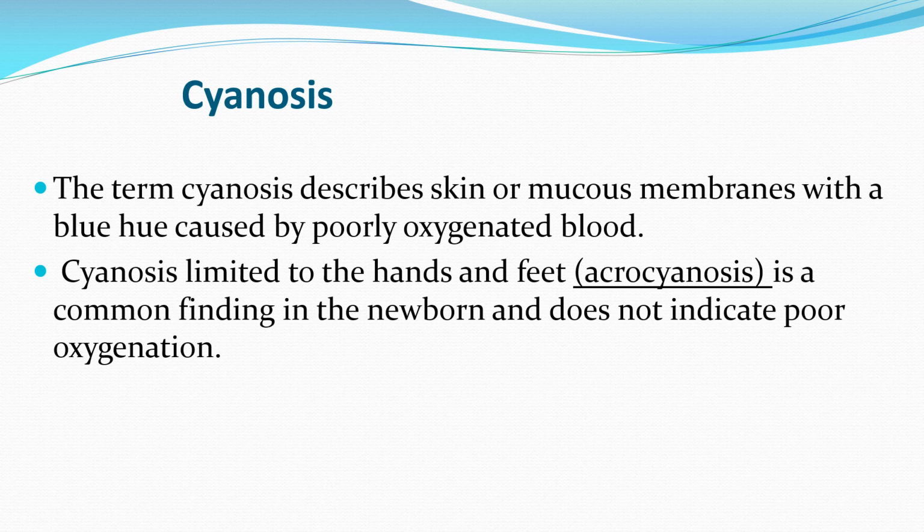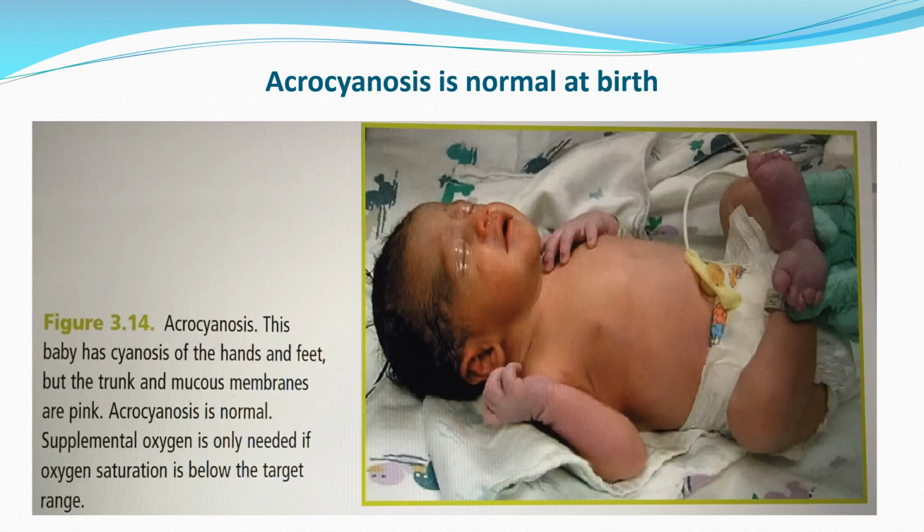Cyanosis describes a skin or mucous membrane with a blue hue caused by poorly oxygenated blood. Cyanosis limited to the hands and feet is called acrocyanosis. It is a common finding in newborns, and does not indicate poor oxygenation. And this is acrocyanosis in a normal newborn. There is cyanosis of the hands and feet, but the trunk and mucous membranes are pink.